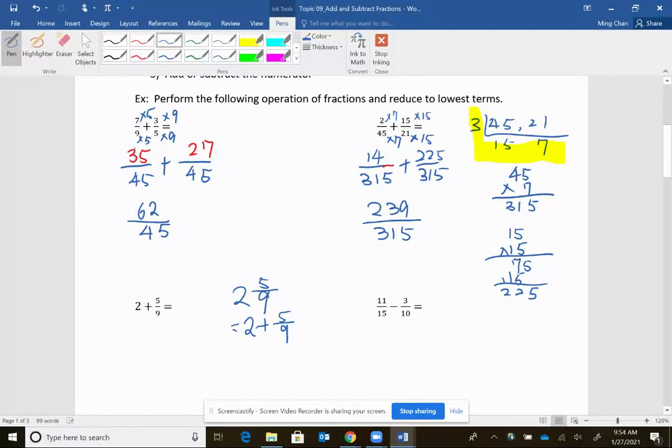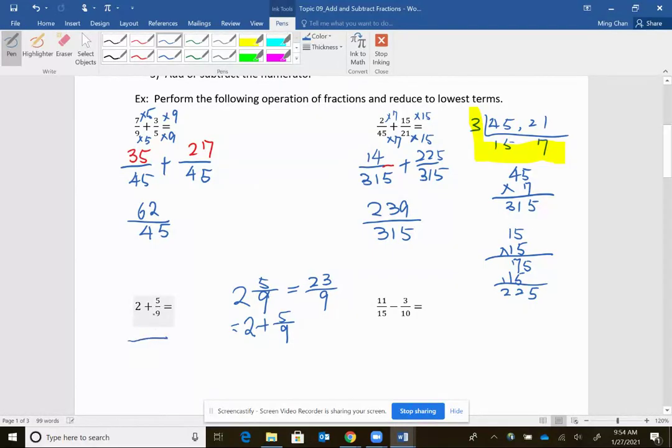So how do I turn a mixed number into an improper fraction? Well, we take the denominator times the whole number, which is 18, plus the what? Plus the numerator, which is 23 over 9. There you go. So that's my answer.